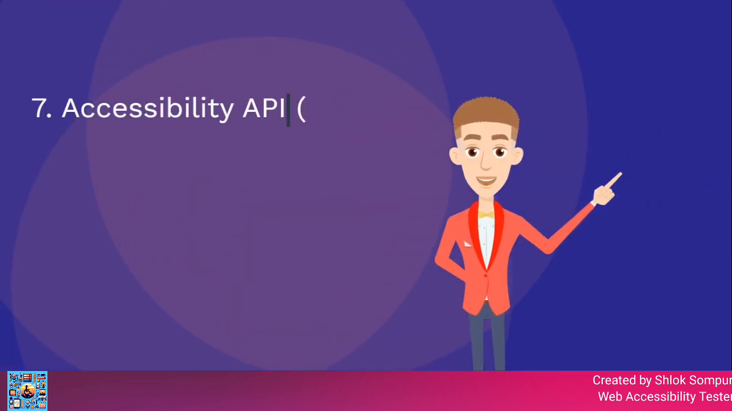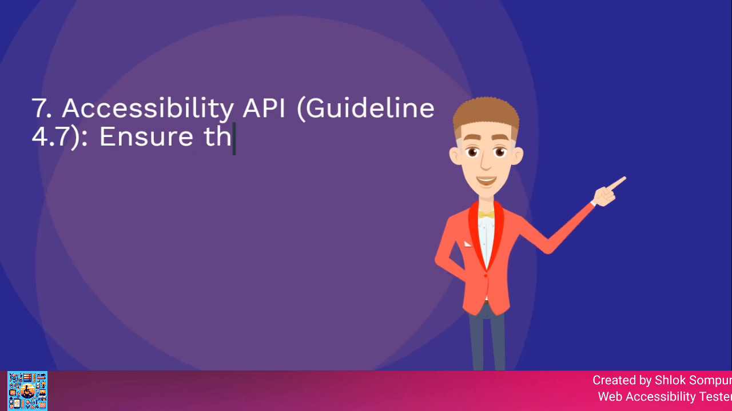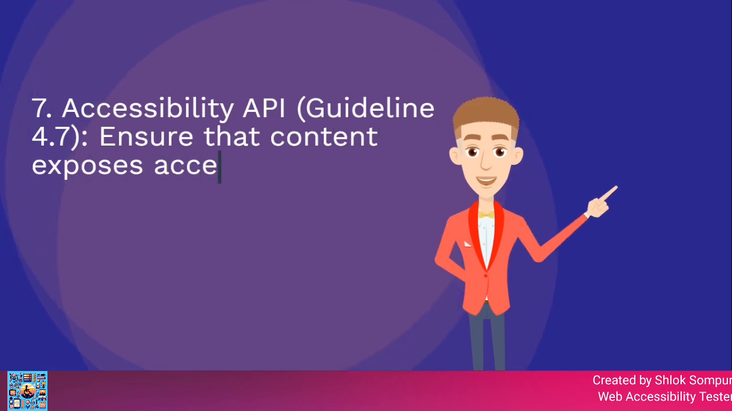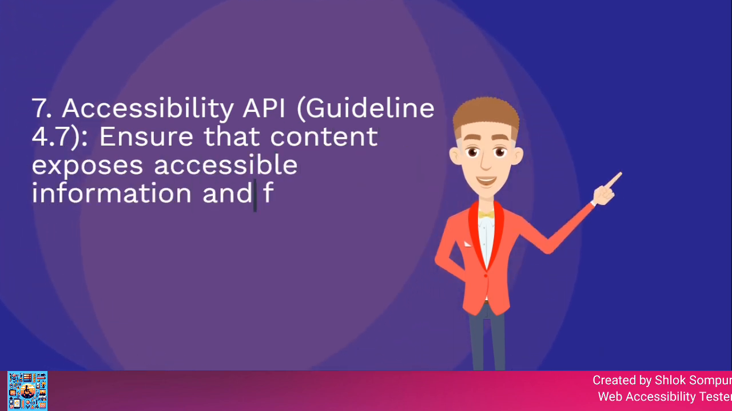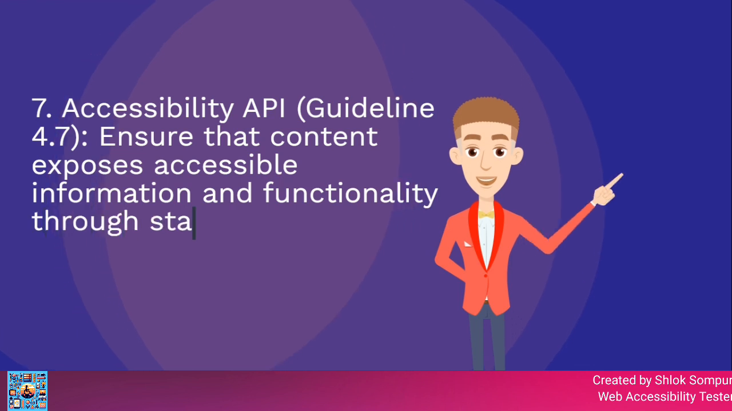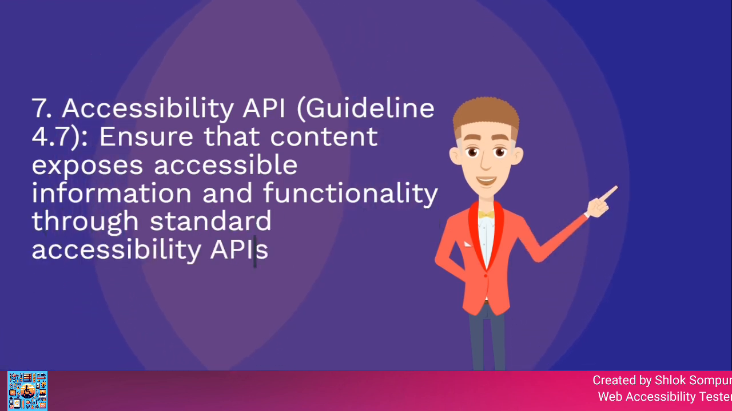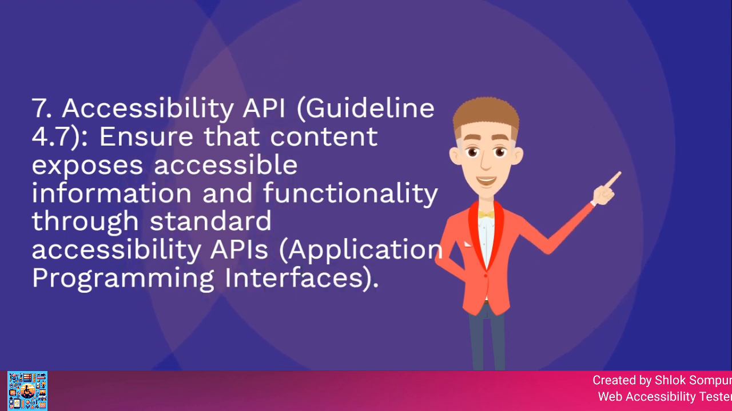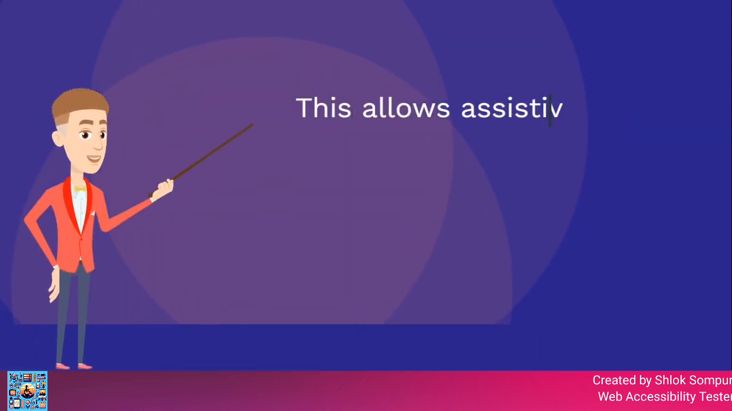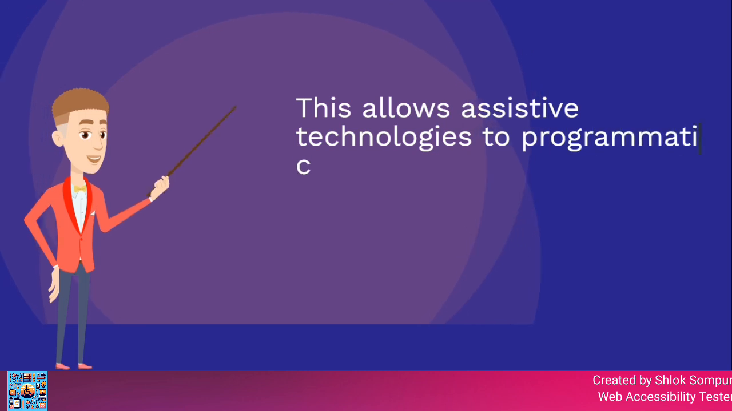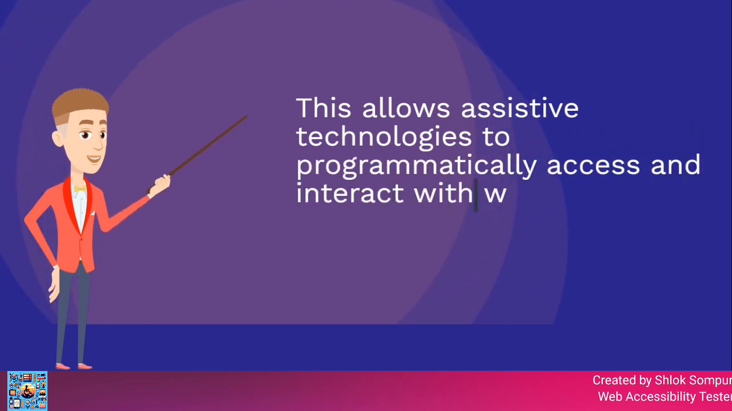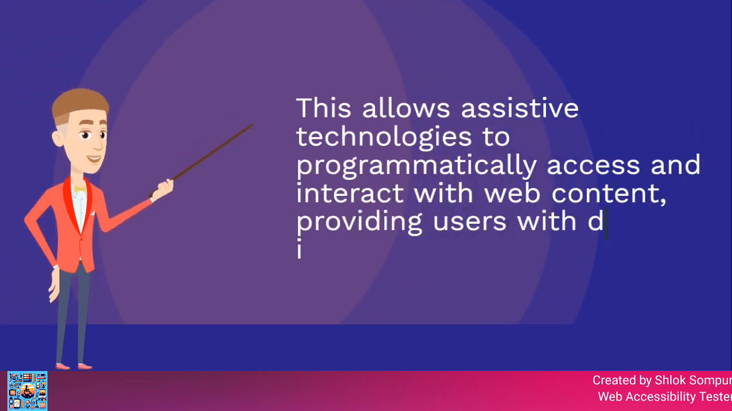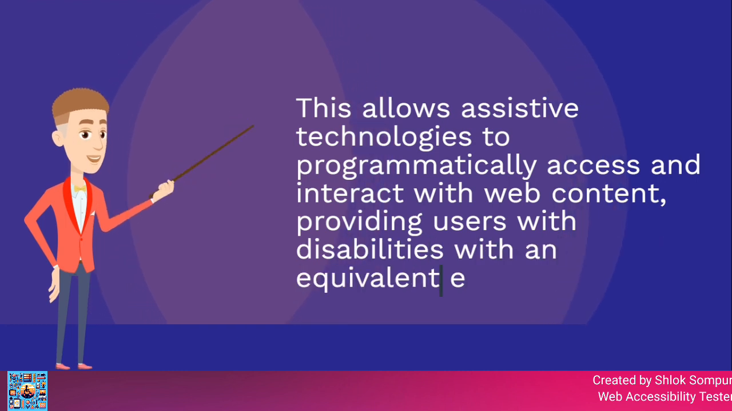7. Accessibility API. Guideline 4.7. Ensure that content exposes accessible information and functionality through standard accessibility APIs, application programming interfaces. This allows assistive technologies to programmatically access and interact with web content, providing users with disabilities with an equivalent experience to that of non-disabled users.